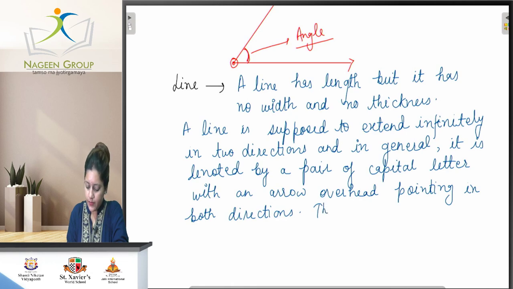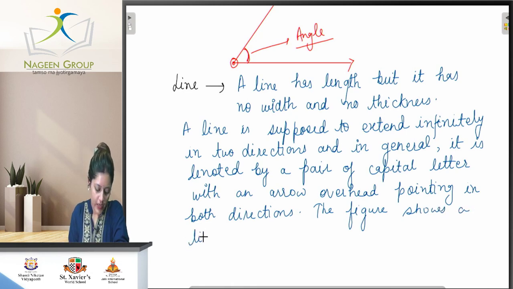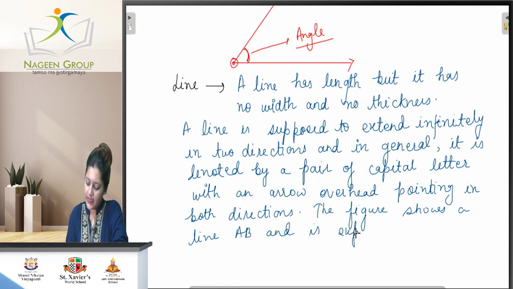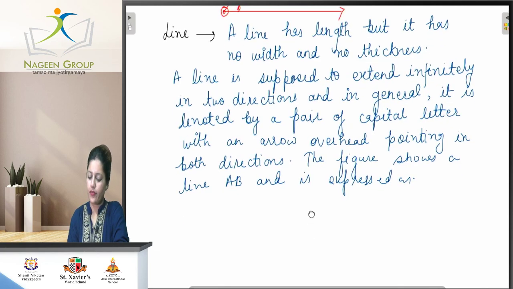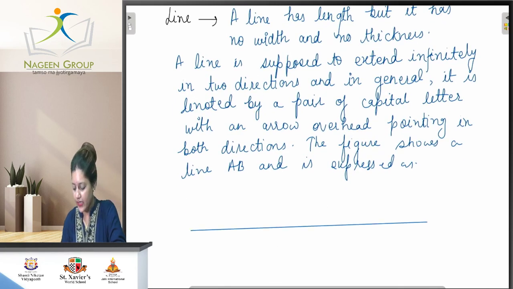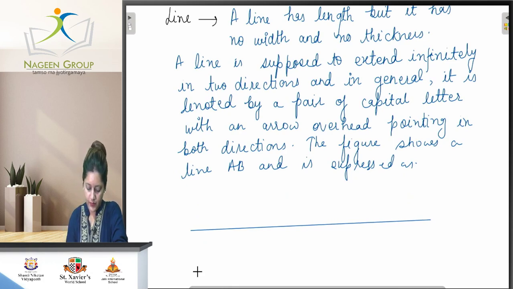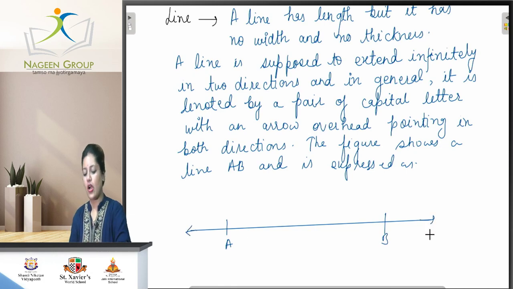The figure shows a line AB and is expressed as this. Now we have to make a diagram of the line, that is this one. Here it is A and here it is B. This is indefinite. Now we are going to read.